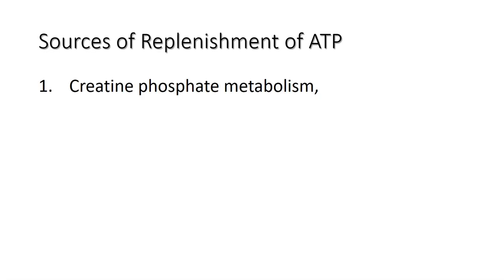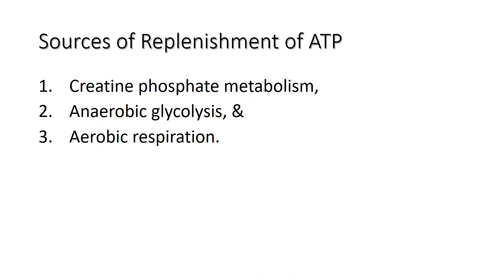There are three mechanisms by which ATP can be regenerated in muscle cells: creatine phosphate metabolism, anaerobic glycolysis, and aerobic respiration. Let's discuss these mechanisms in detail.